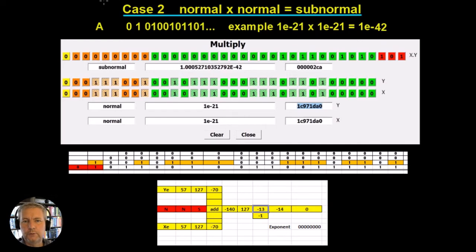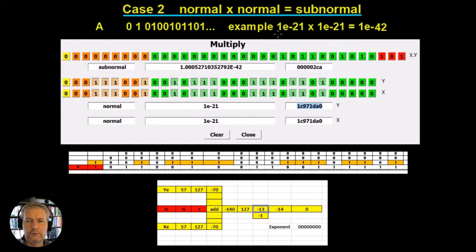So let's look at case 2 here, where we multiply together a normal number with a normal number and get a subnormal number. Now we're going to go through the examples where the most significant bits are 00, 01, 10 and 11. It turns out in this case we only actually have two to look at. So let's first of all look at the values of 0 and 1.